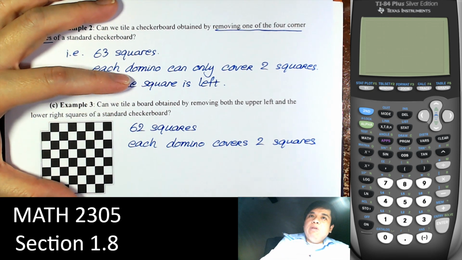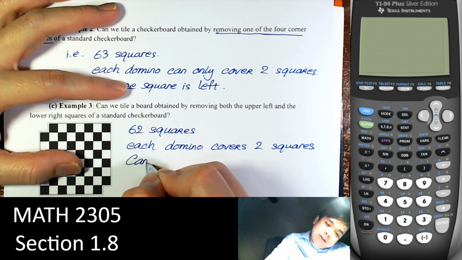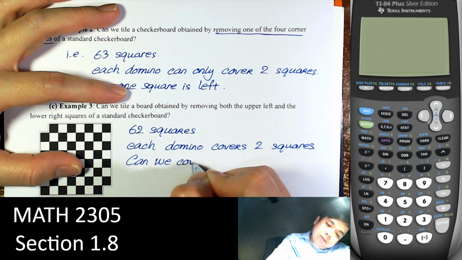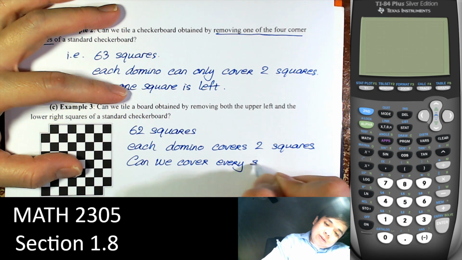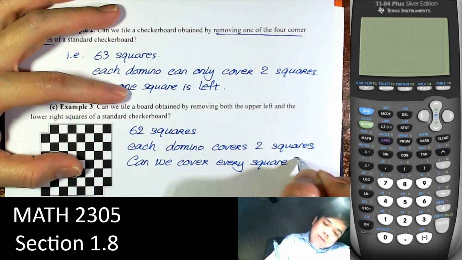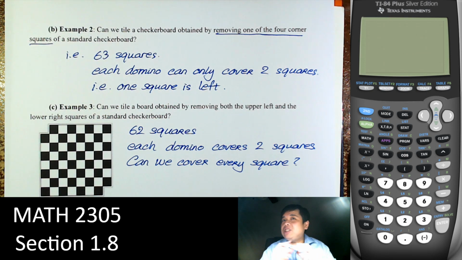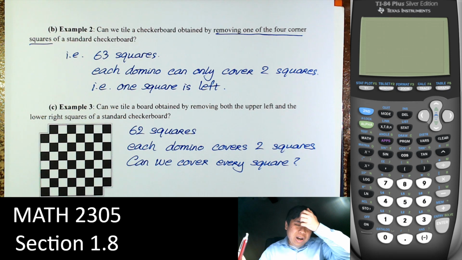So can we cover every square? Or can we tile it? Of course, the answer for something like this should not be yes. Because if it's yes, that's obvious, right? So what is the deal here?